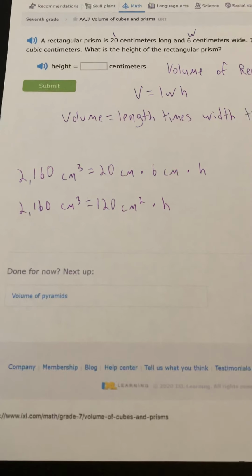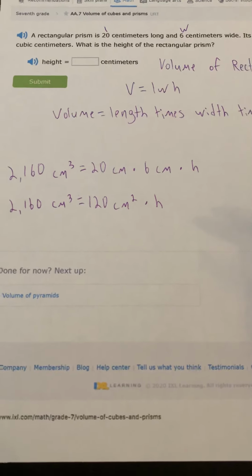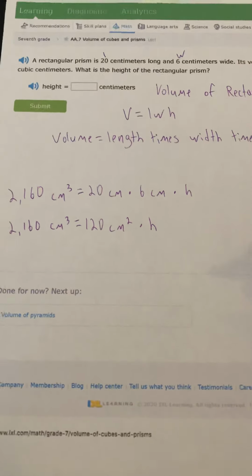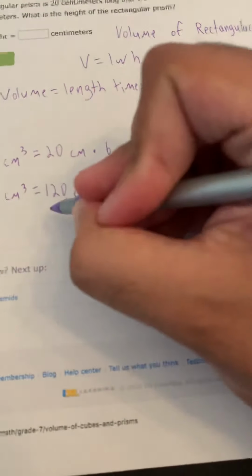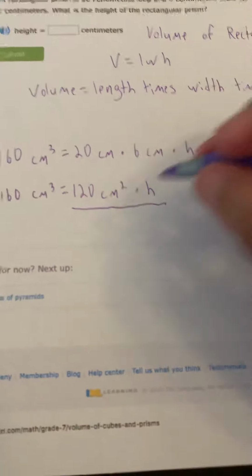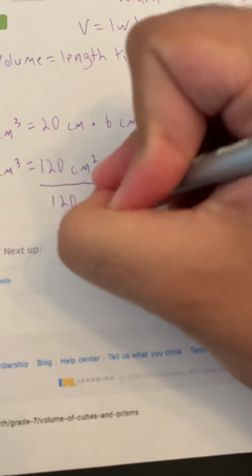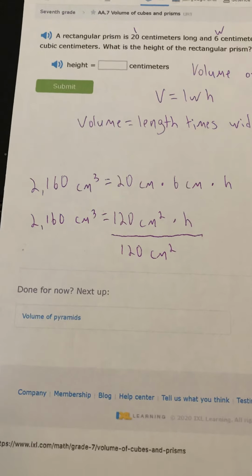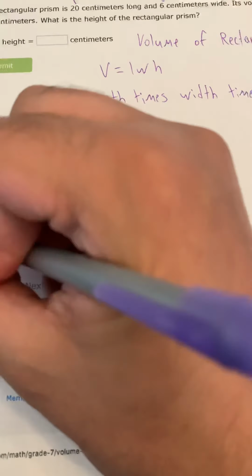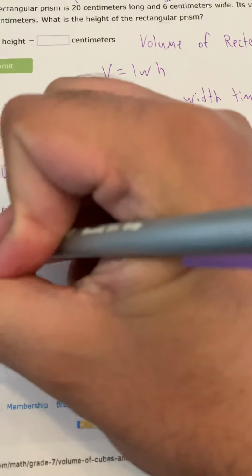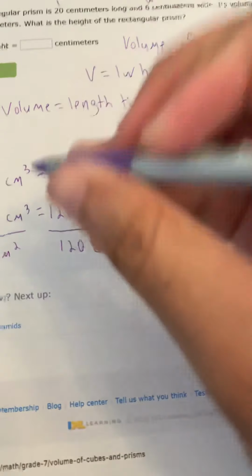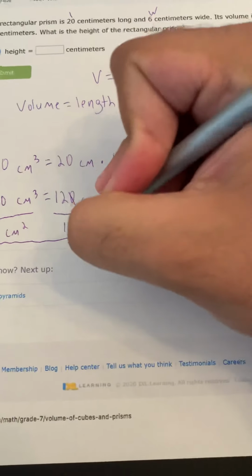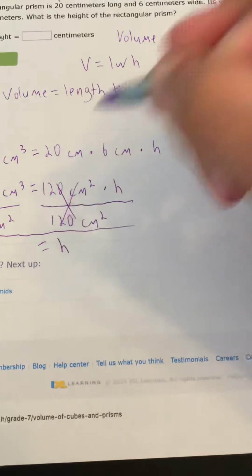So to get height by itself, we need to get rid of the 120 centimeters squared. So it's 120 centimeters squared times height, which is multiplication. So to get rid of that, we gotta do the inverse operation, which is division. So we're gonna divide by 120 centimeters squared. So if we do that on the right side to keep our equation balanced, we need to also do that on the left side. So 120 centimeters squared. That's going to cancel out the 120 centimeters squared on the right side. So we're left with our height.